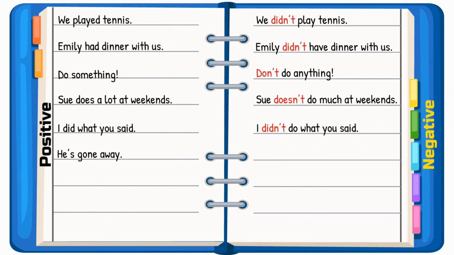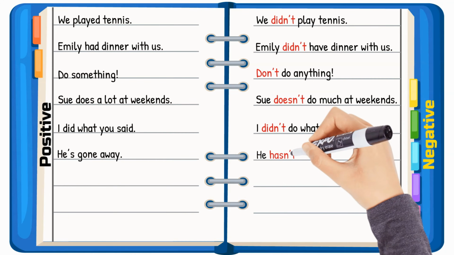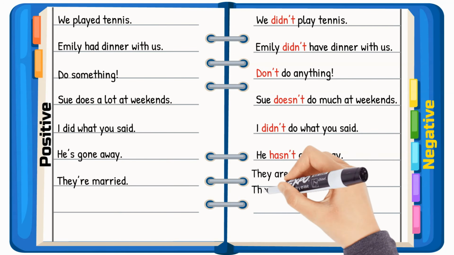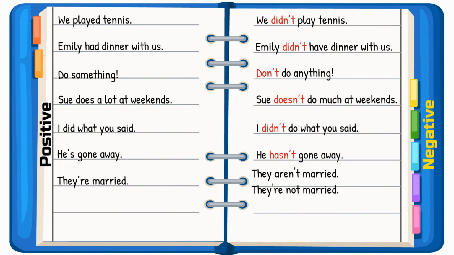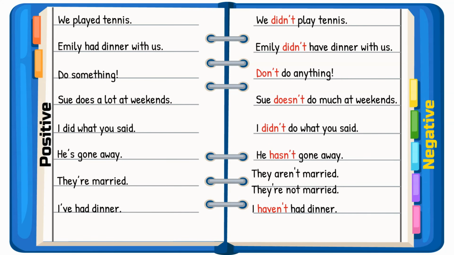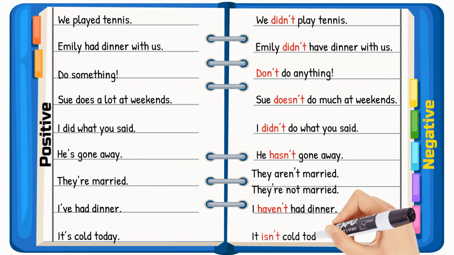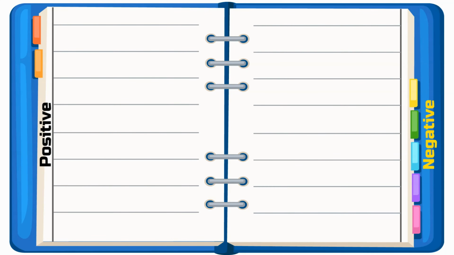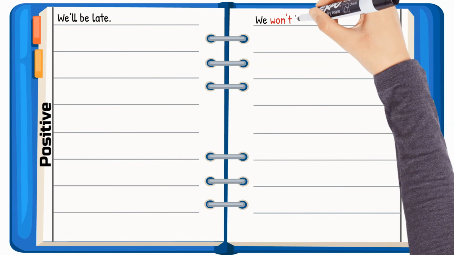He's gone away. He hasn't gone away. They're married. They aren't married. They're not married. I've had dinner. I haven't had dinner. It's cold today. It isn't cold today. We'll be late. We won't be late.